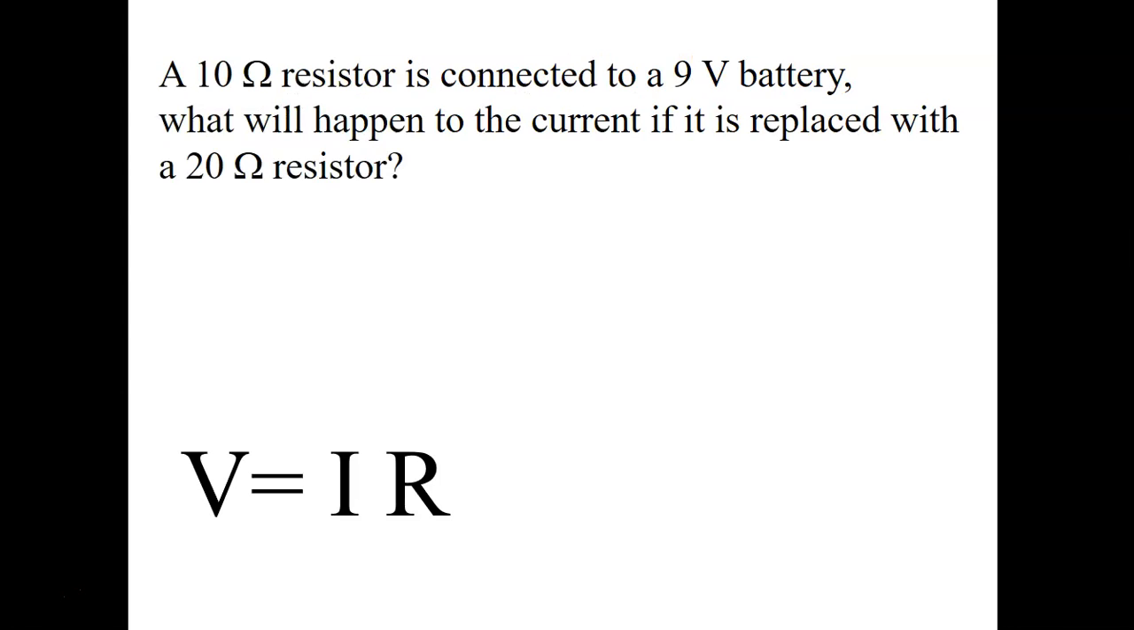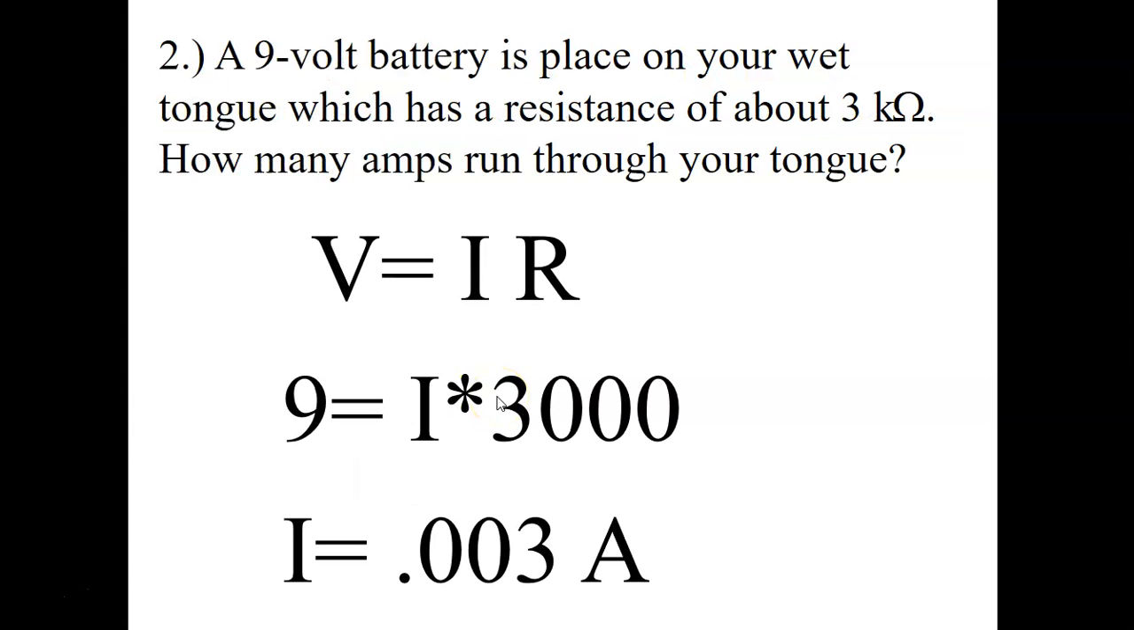Let's say I've got a 10 ohm resistor connected to a 9-volt battery. What will happen to the current if you replace it with a 20 ohm? Well, if I increase the resistance, it's going to decrease the current. As a matter of fact, if I double the resistance, I'm going to halve the current, because it is a linear relationship.